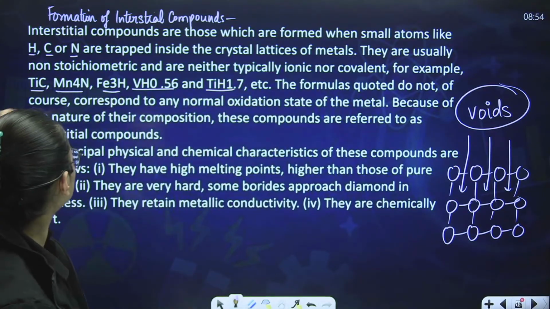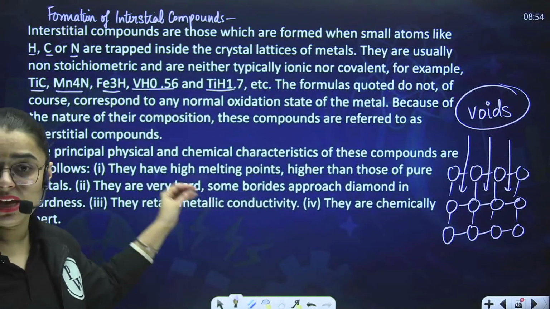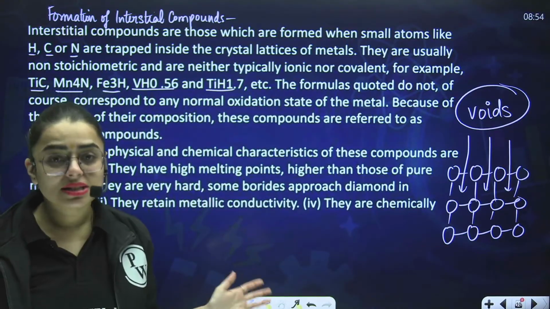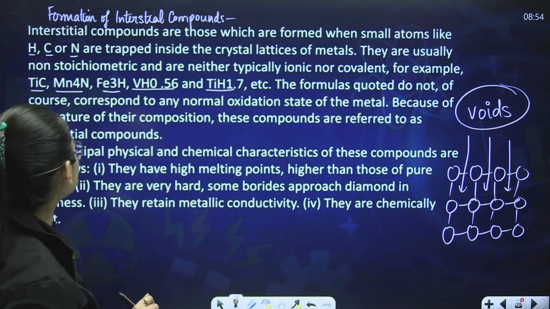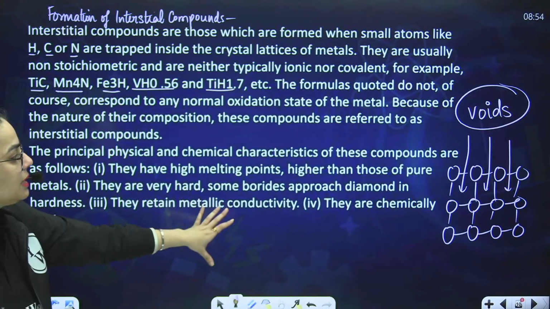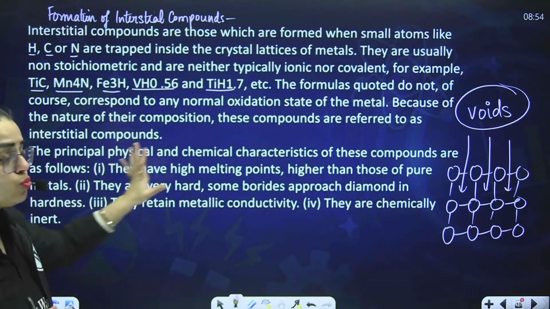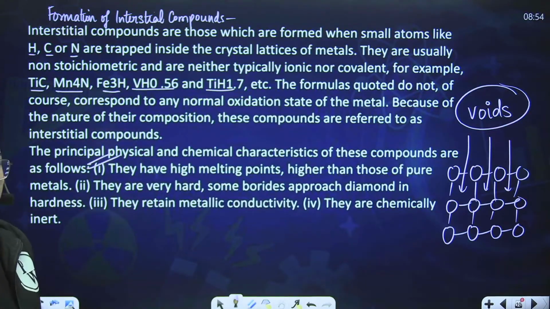The formulas quoted do not of course correspond to any normal oxidation state. They are saying the formula that we are observing over here is not seen commonly, okay? Because of the nature of their composition, these compounds are referred to as interstitial compounds. Great. Now see, the principal physical and chemical characteristics of these compounds are as follows. This is important, you have to mark it in the NCERT. That's why I've written the NCERT lines over here.